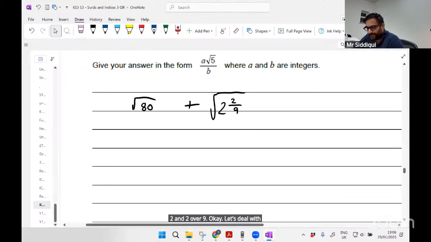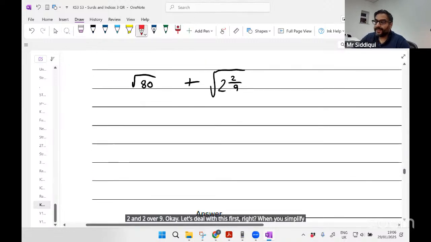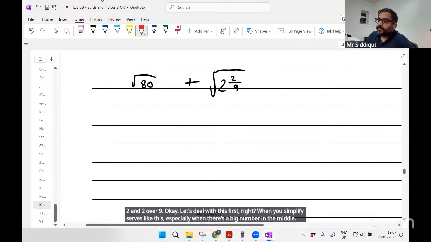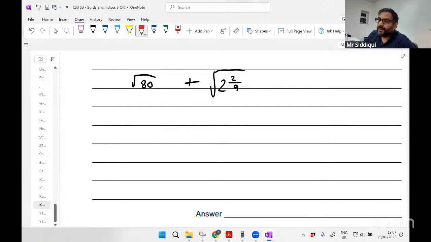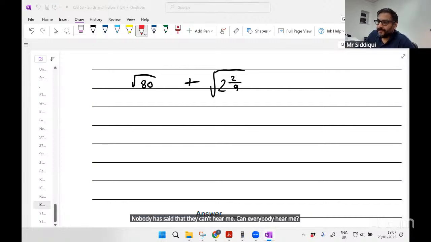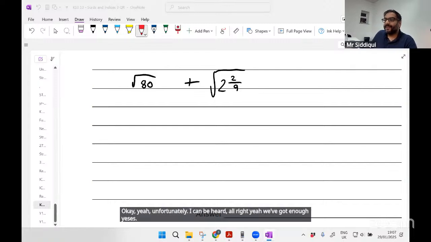Right, when you simplify surds like this, especially when there's a big number in the middle, nobody has said that they can't hear me. Can everybody hear me? Someone say yes if you can hear me. Okay, yeah, I can be heard. All right, I've got enough yeses. That's it. Right, thanks.